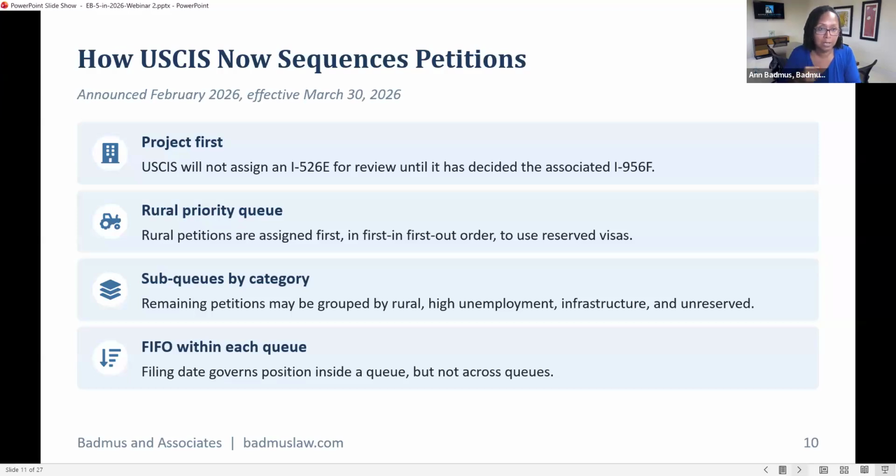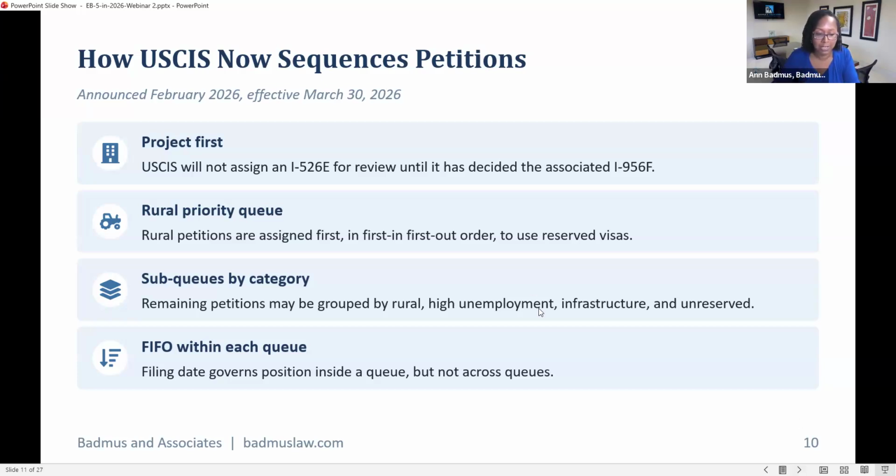Effective as of March 30th, 2026, USCIS now has a specific way of processing applications. They announced this rule in February, and it took effect on March 30th, and I want to be precise about what it is. This really just changes the way the agency manages its workload.